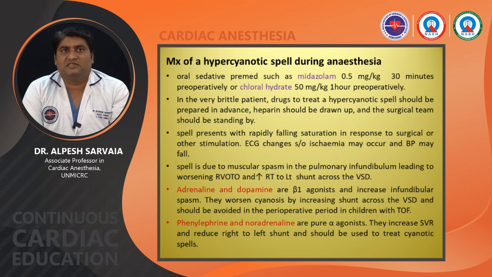In these cases, adrenaline and dopamine are beta-1 agonists that increase the infundibular spasm and worsen the cyanosis by increasing the shunt across the VSD, and should be avoided in the perioperative period in children with TOF. Phenylephrine and noradrenaline are better options than adrenaline or dopamine because they are pure alpha agonists; they increase the SVR and reduce the right to left shunt across the VSD, and should be used to treat hypercyanotic spells.